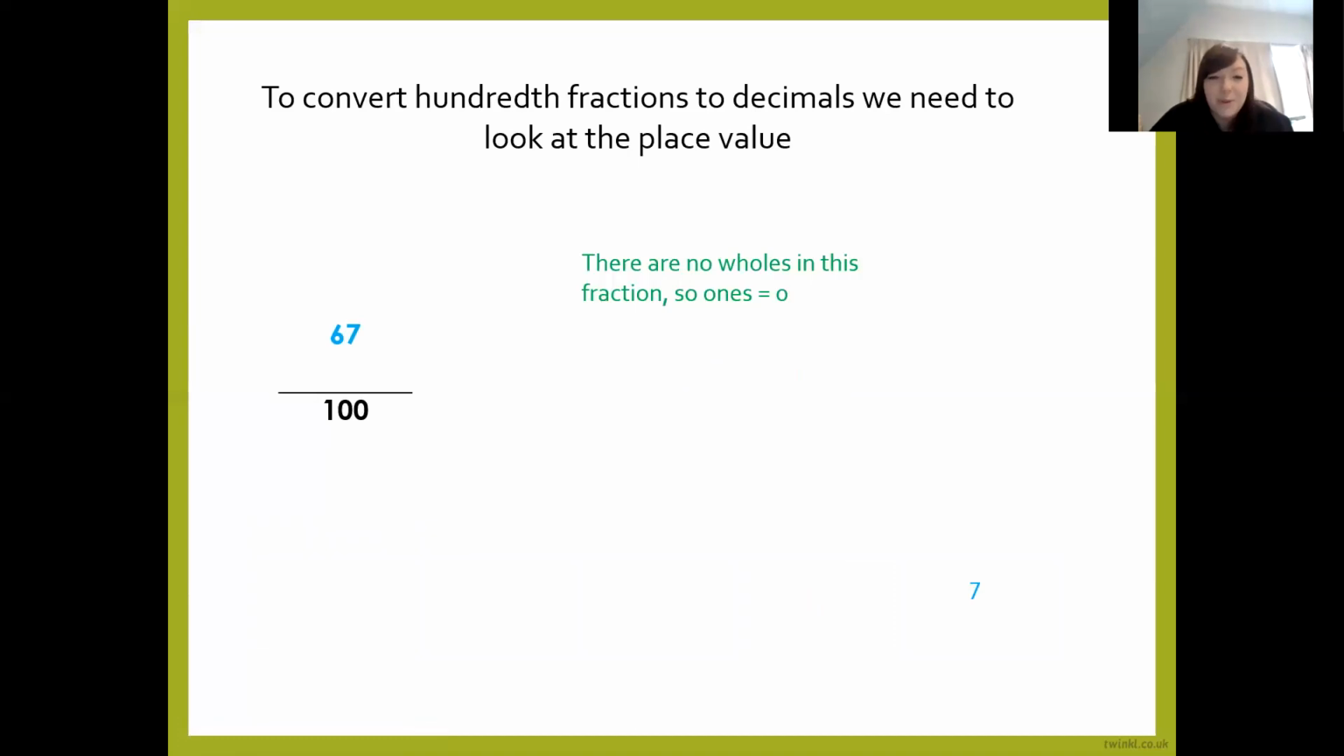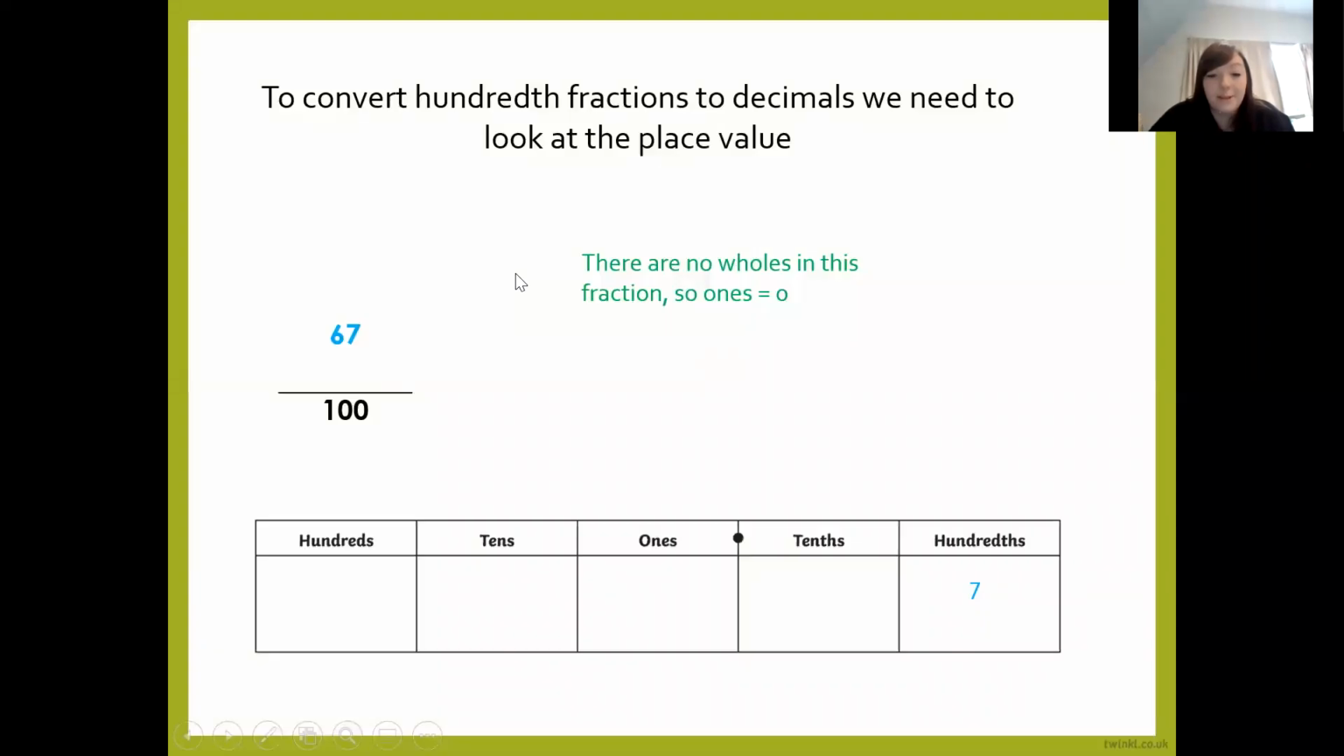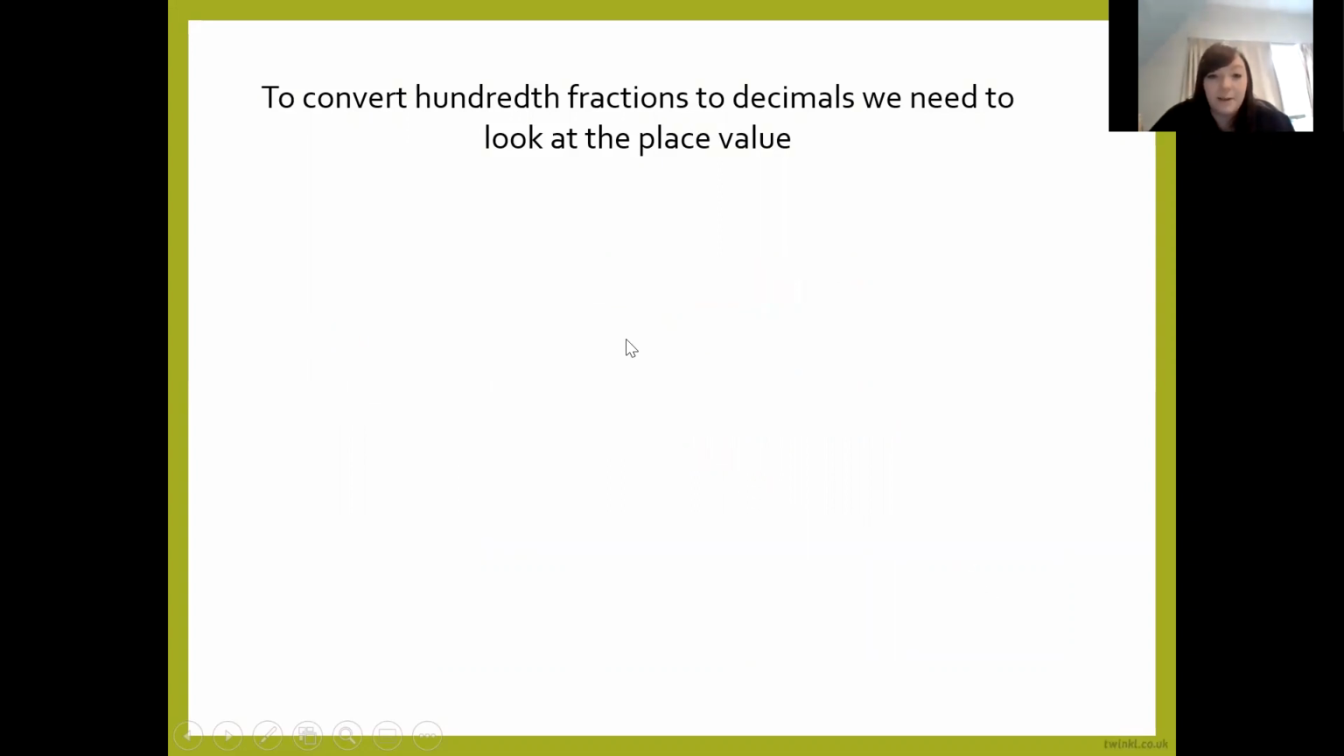67 hundredths. Pause the video now and see if you can put 67 hundredths into your place value grid. Okay, so you should have 0.67 because we've put the 67 into the hundredths and tenths column. Let's try this one, 13 hundredths. See if you can put that into your place value grid and pause the video now.